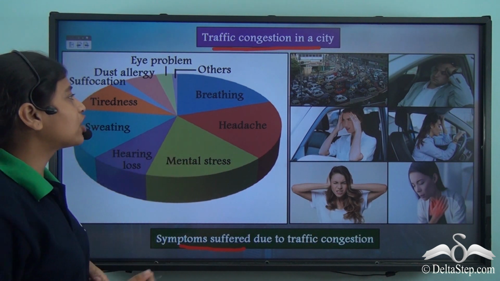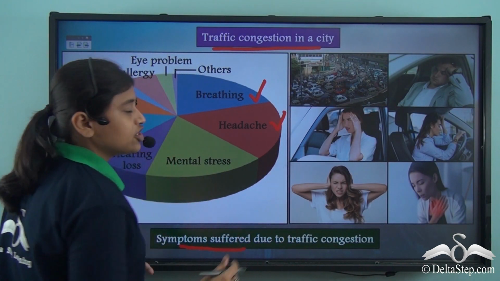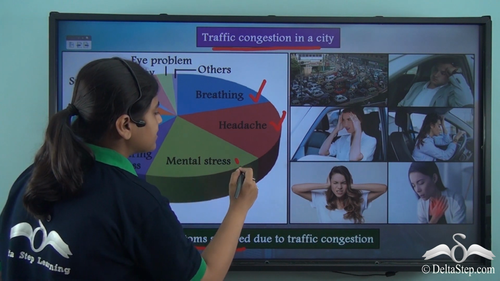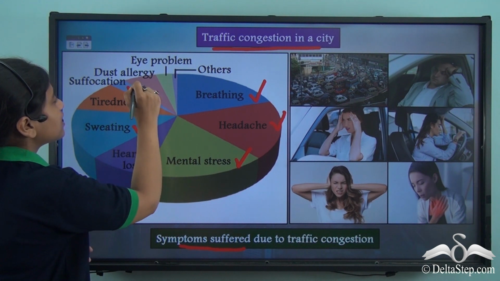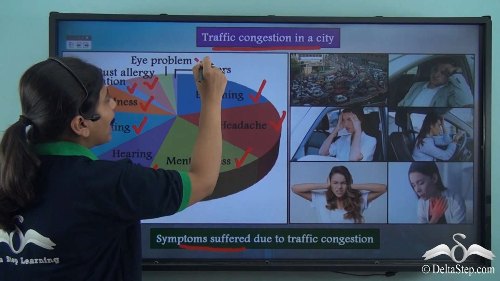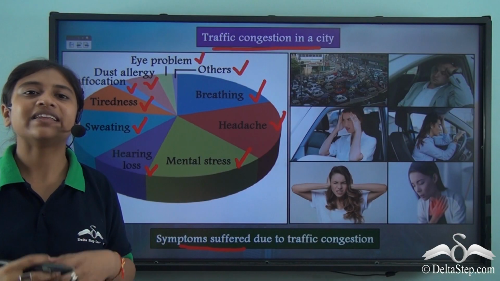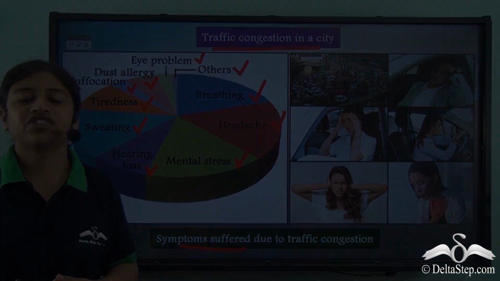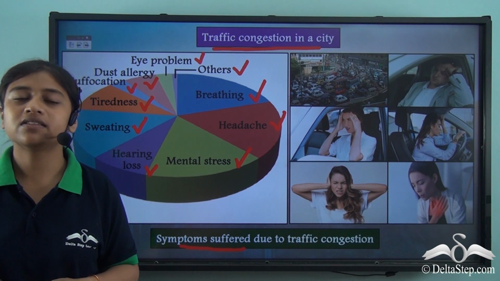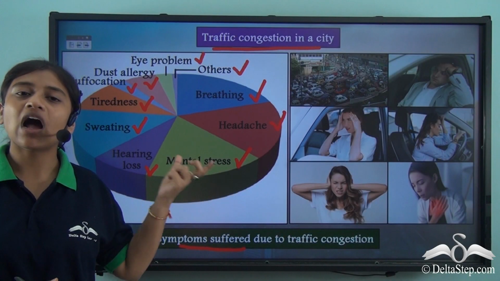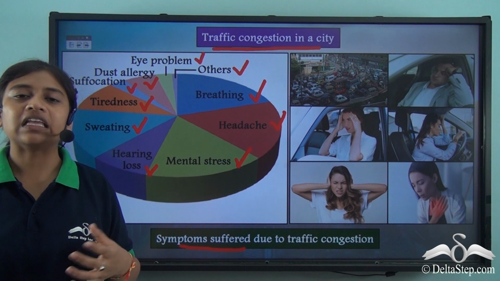These symptoms may include breathing issues due to air pollution, headache due to so much of noise pollution, mental stress, hearing loss, sweating, tiredness, suffocation, dust allergy and eye problem, and many other such symptoms and disorders that could lead to a very stressful life. So traffic congestion is one of the most common problems that any person living in an urban area experiences on a day-to-day basis. This is not only harmful for the environment but also for the people and the animals living or surviving in the urban areas.